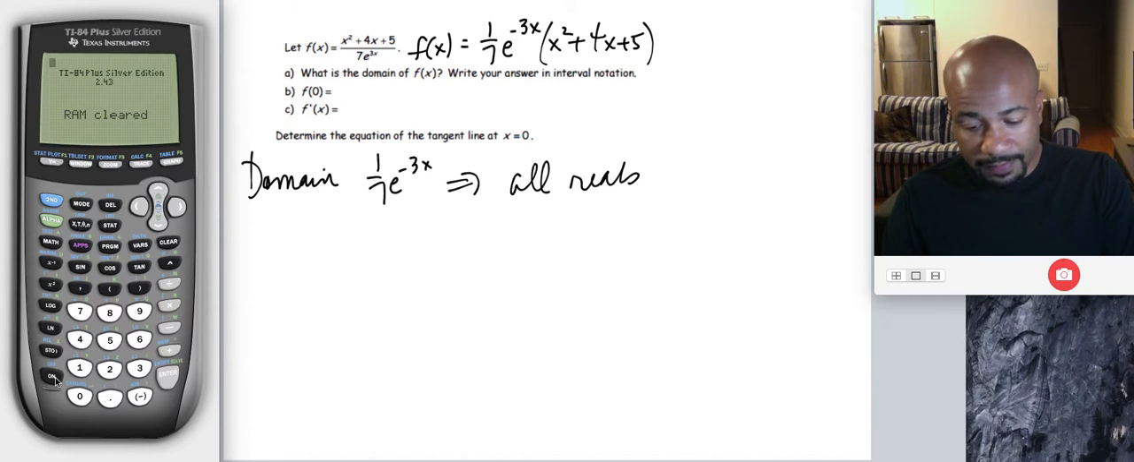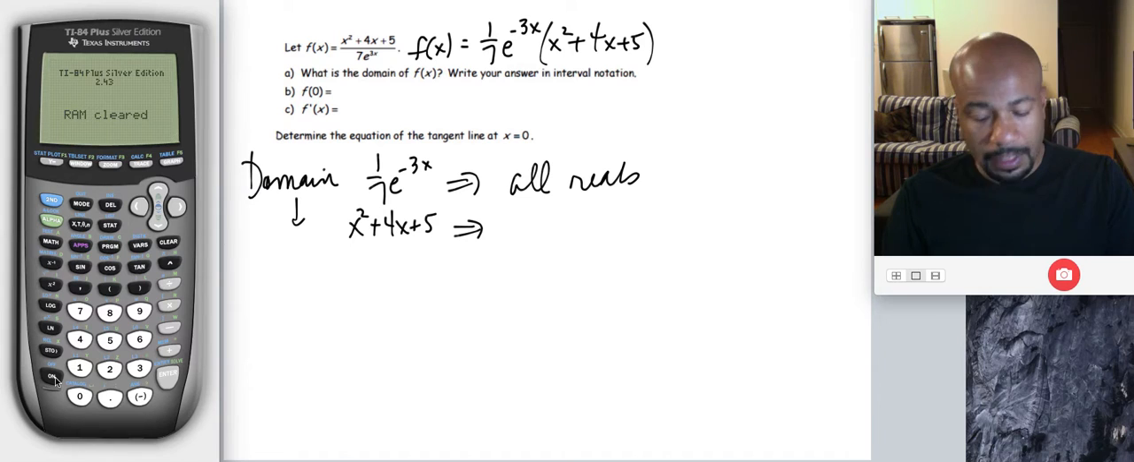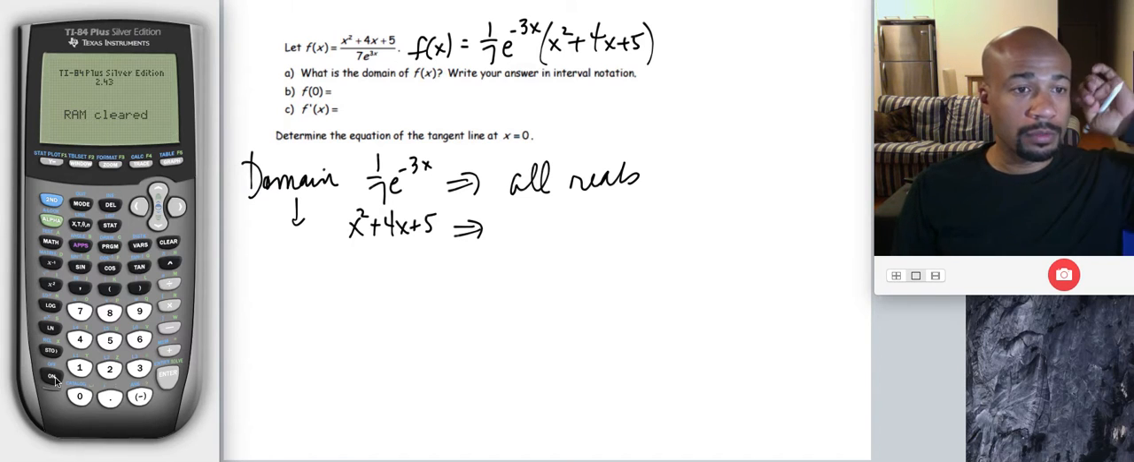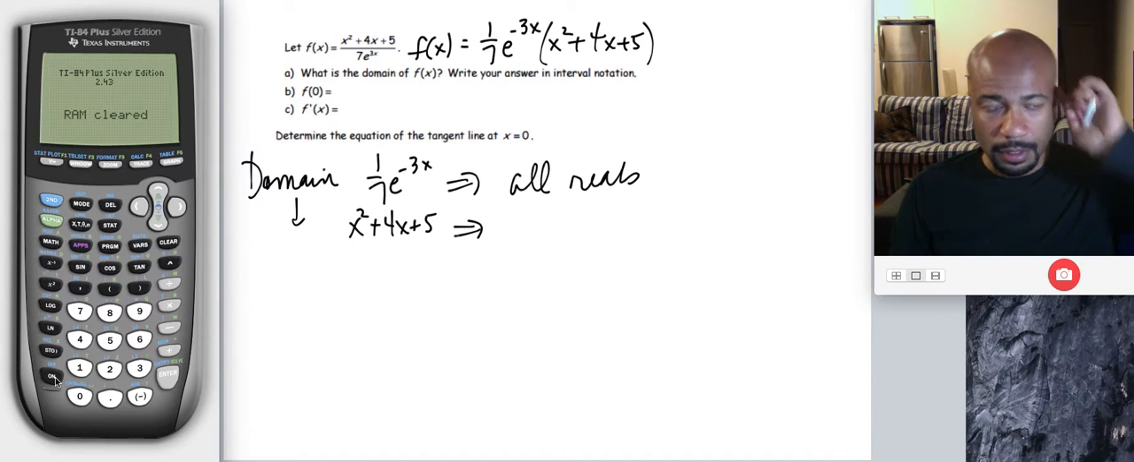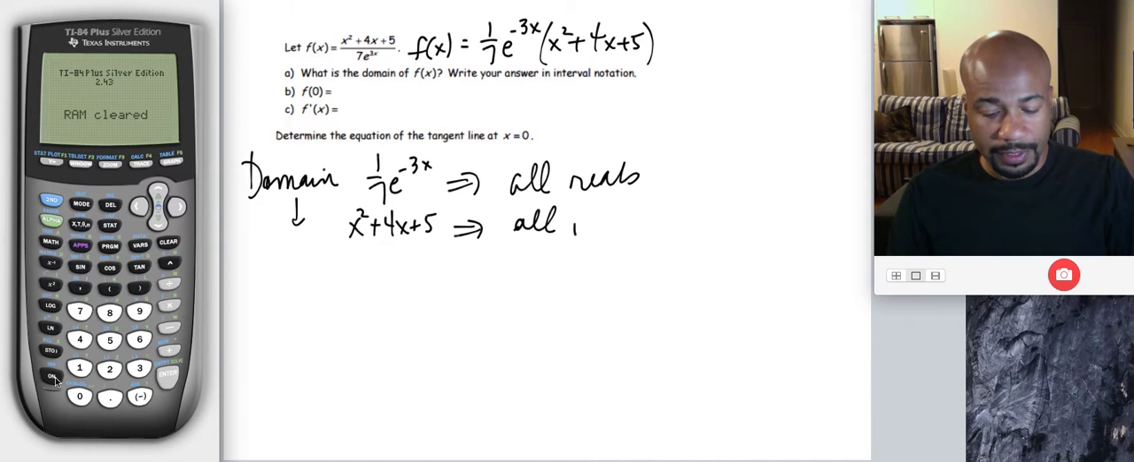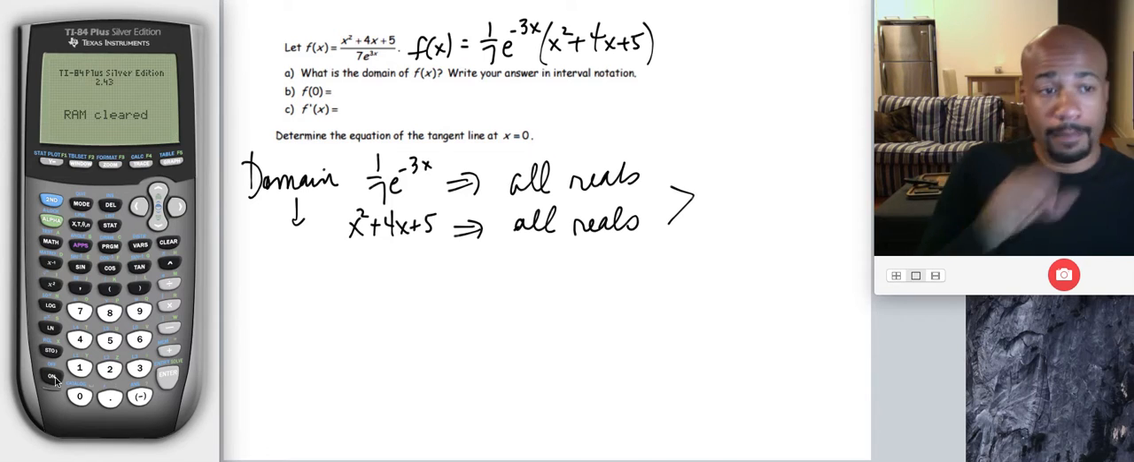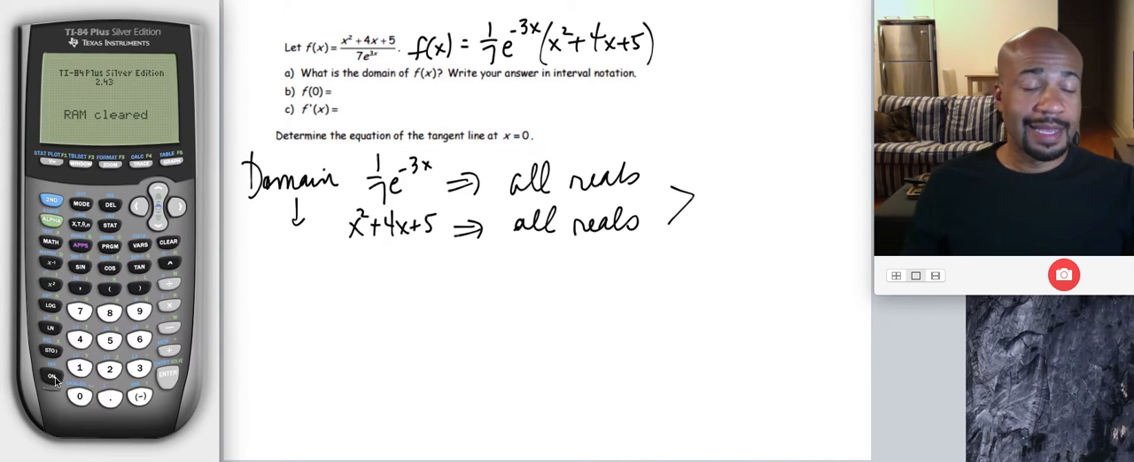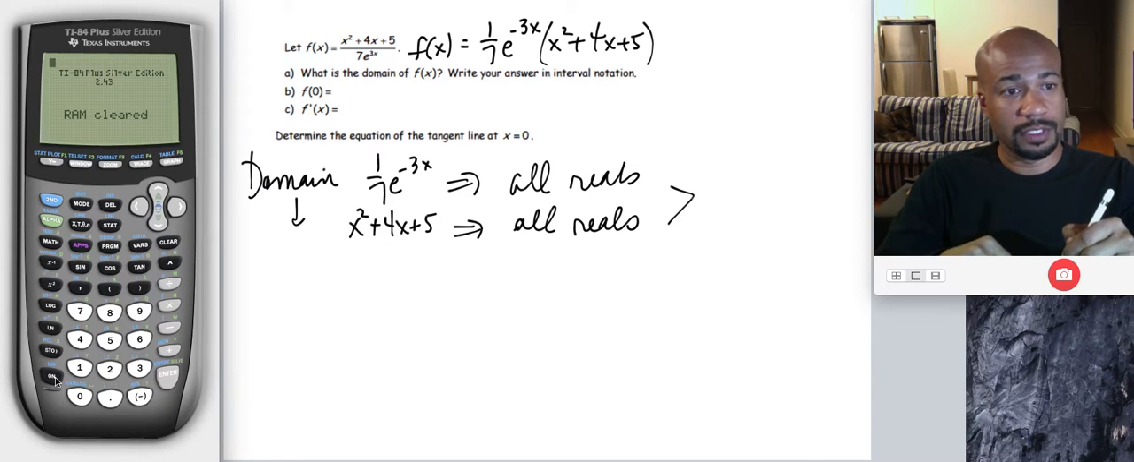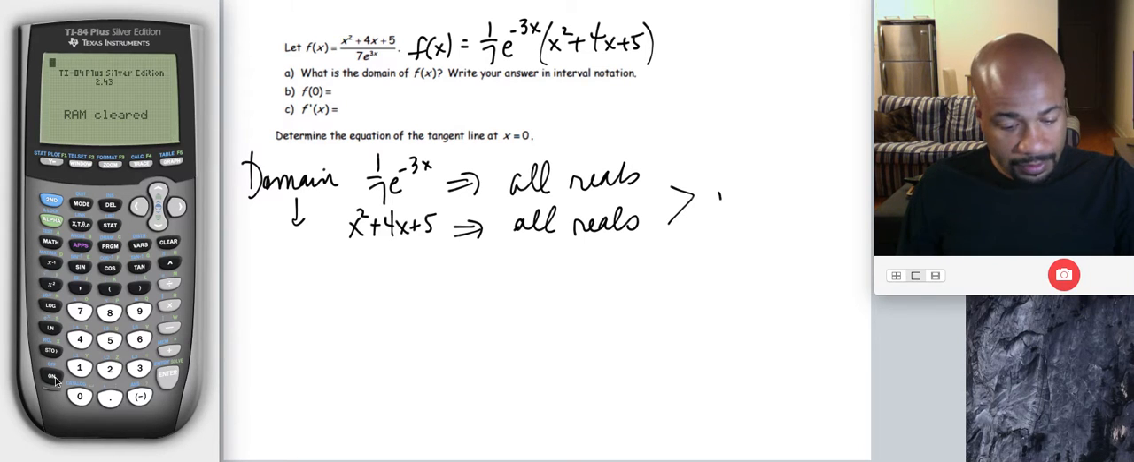In the domain of x squared plus 4x plus 5, because it's a polynomial, actually it's a quadratic, that's also all reals. So because the exponential function allows all x values and the polynomial allows all x values, the product of those two functions would create a function that has use of all reals.